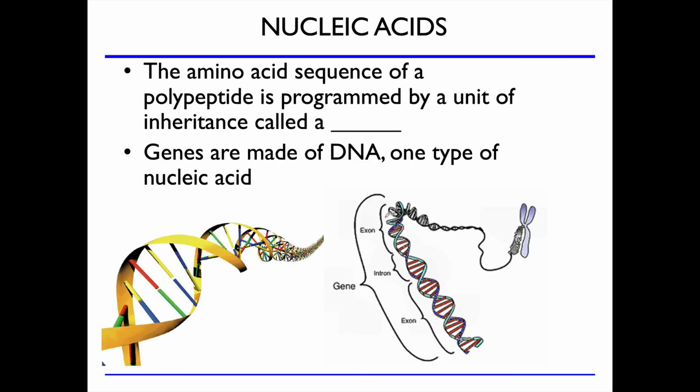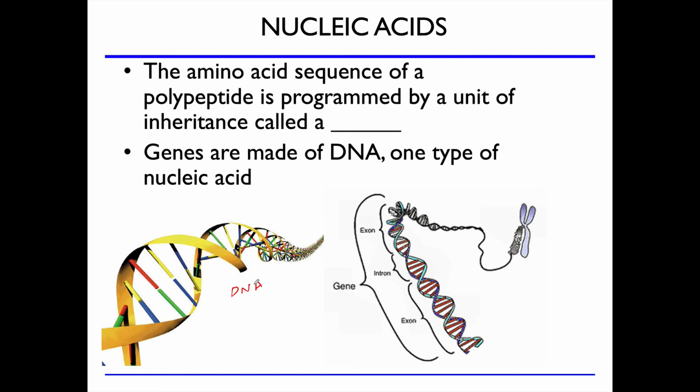Our fourth biomolecule is the nucleic acid group of molecules. And our most famous one, I think you can tell from the picture what we're seeing here, is DNA, of course, right? So DNA is our most famous nucleic acid. And all of those amino acid sequences that we saw in the protein section are programmed by your DNA.